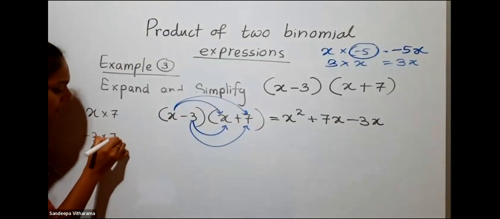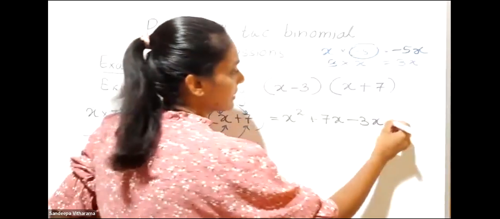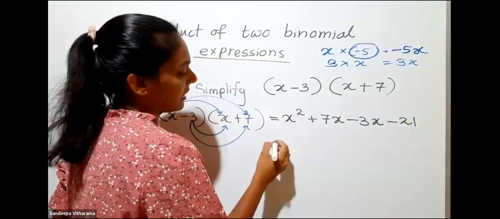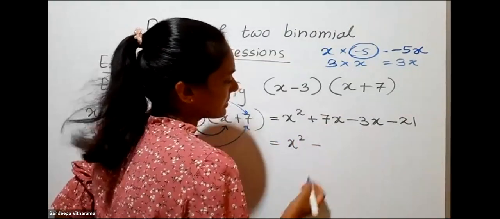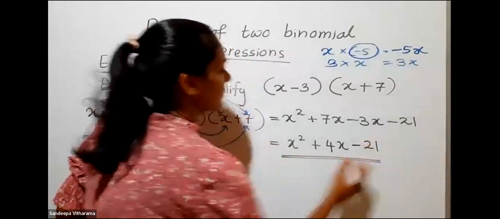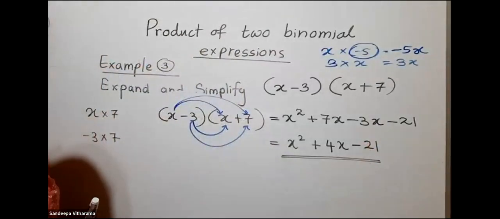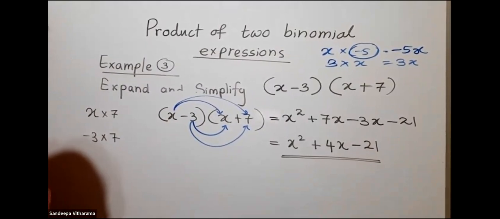Minus 3 into 7, a negative number by a positive number, then it is negative 21. Now x squared plus 7x minus 3x. That means the answer is x squared plus 4x minus 21. Have you got this answer? If so, please raise your hand. Okay, very good.